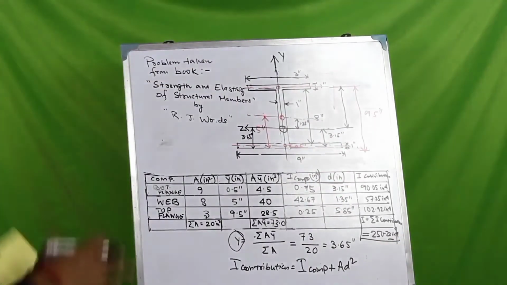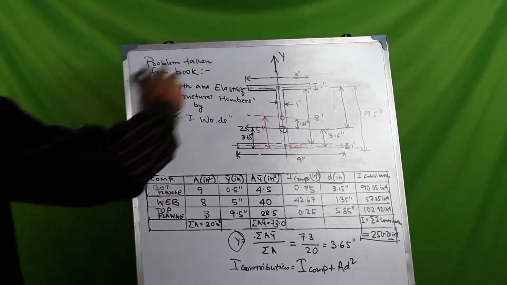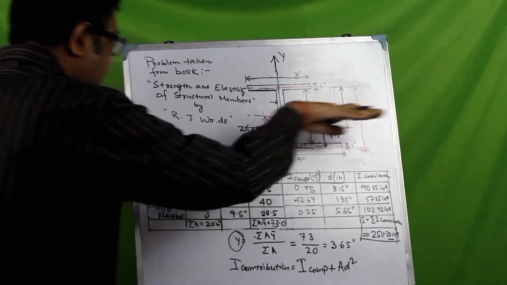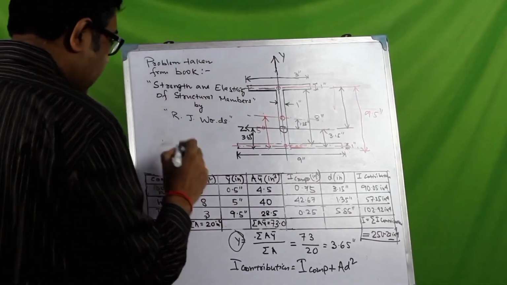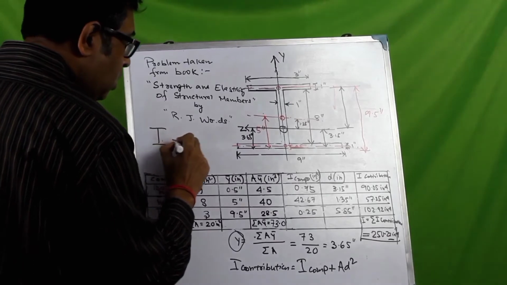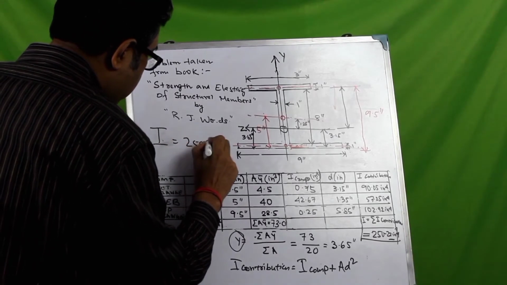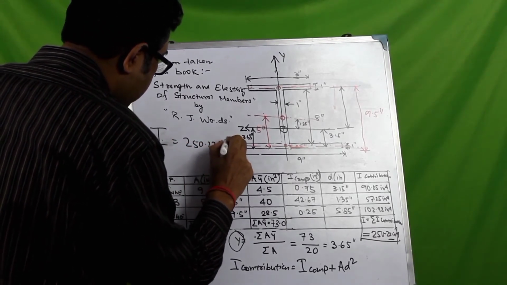So what is our moment of inertia of this whole cross section about the z-axis, the horizontal centroidal axis? It is I equal to 250.22 inch to the power 4.